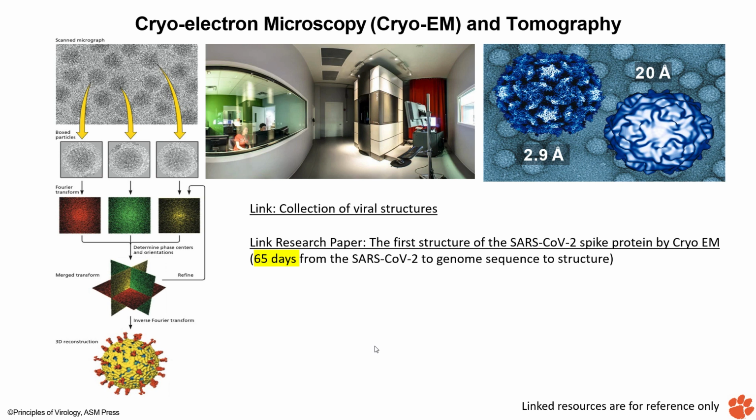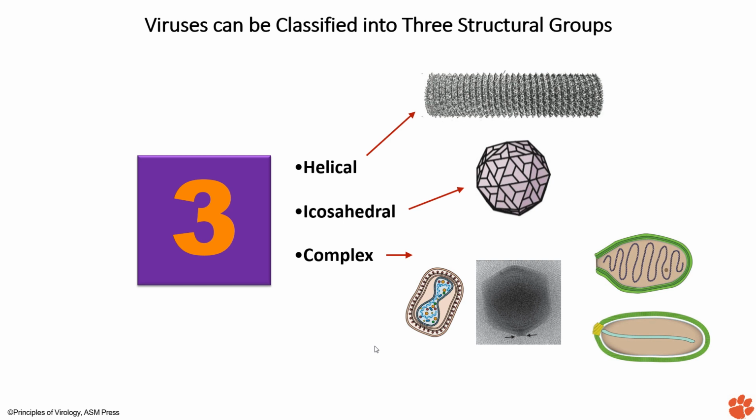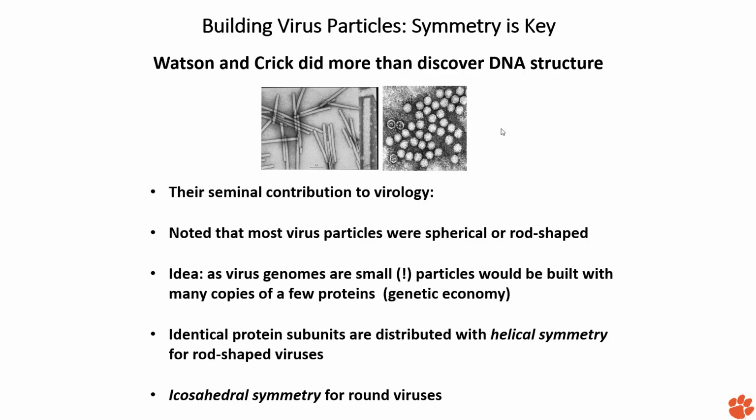So this is the paper that basically paved the way for the development of both the mRNA vaccines, Moderna as well as Pfizer. That's it, period. All right. After that, viruses can be classified into three structural groups: helical, icosahedral, and complex. We're going to mainly spend time on the helical and the icosahedral, probably most on the icosahedral, because it is pretty complicated. So let's first take a look at that.